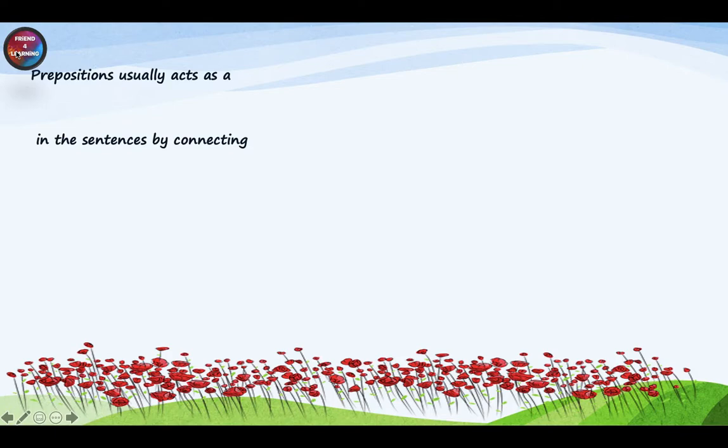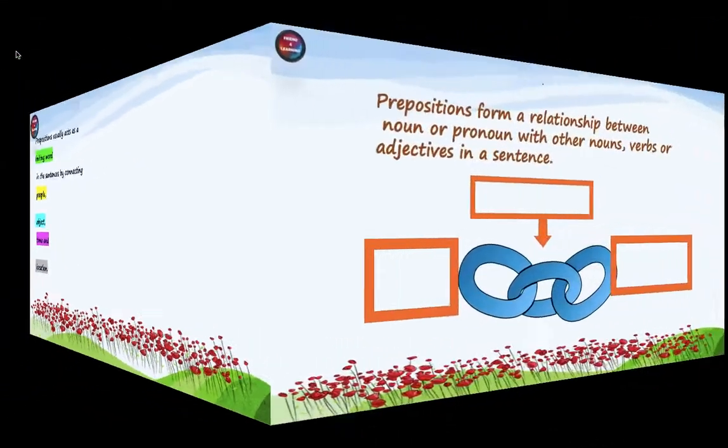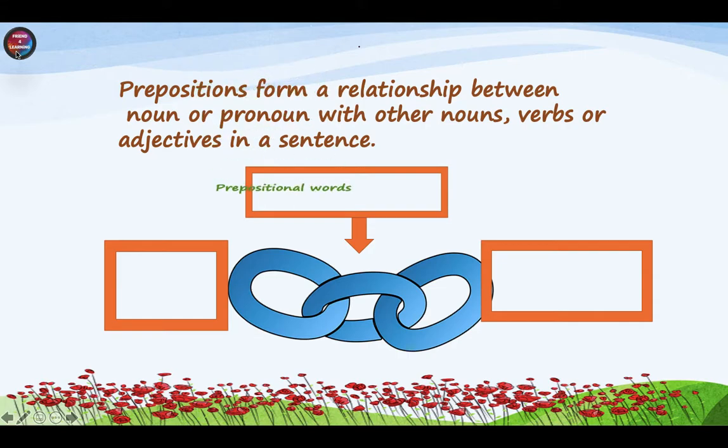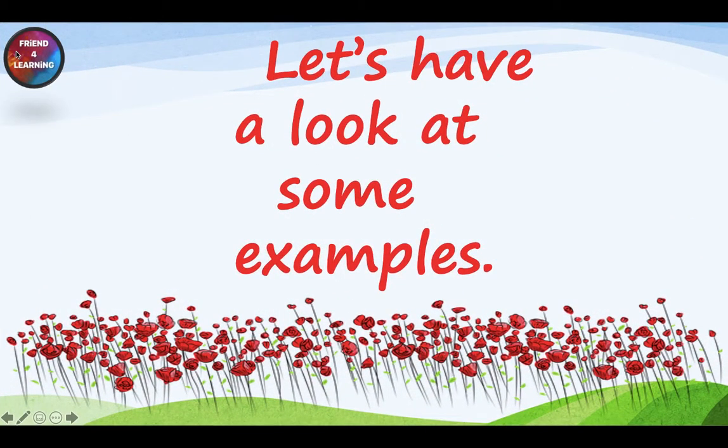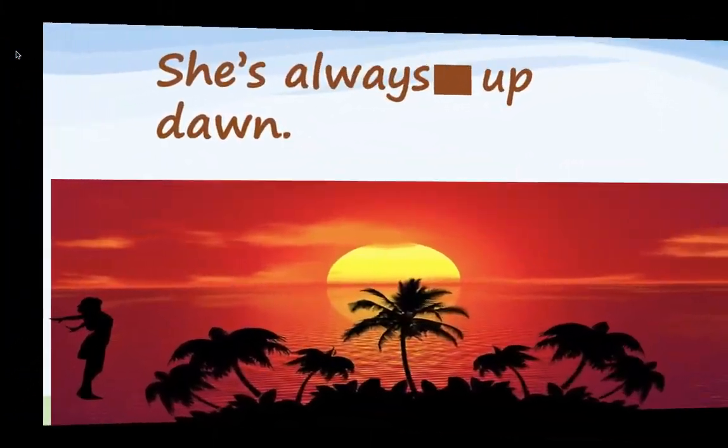A preposition usually acts as a linking word in sentences by connecting people, objects, time, and location. Prepositions form a relationship between a noun or pronoun and other nouns, verbs, or adjectives in a sentence. Let's have a look at some more examples.